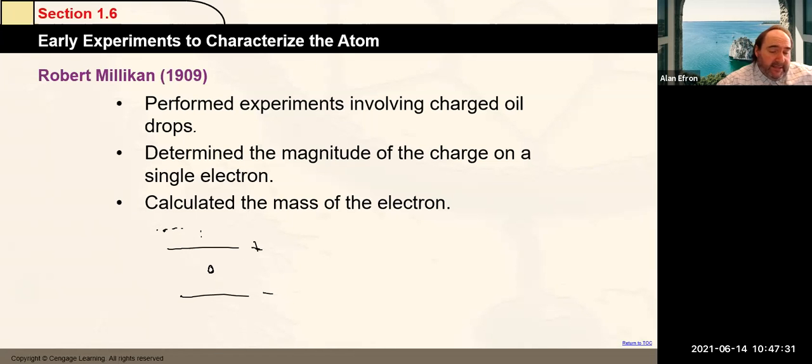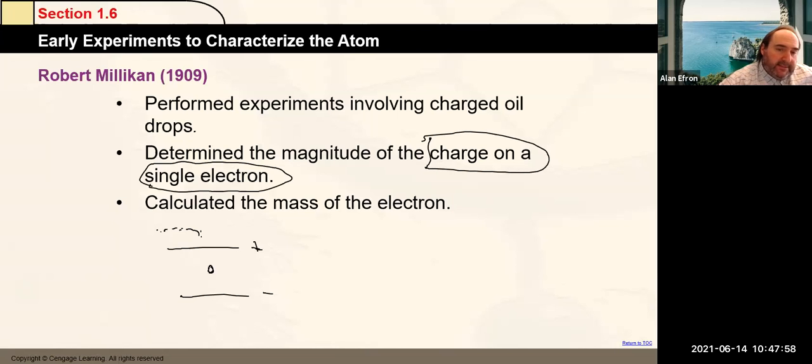As he shot it into the container, it gained a natural charge, and he was able to adjust that electrical field in such a way that the droplet would not move. What he was able to figure out from this experiment was the charge on an electron.